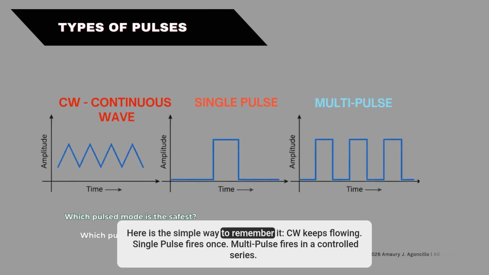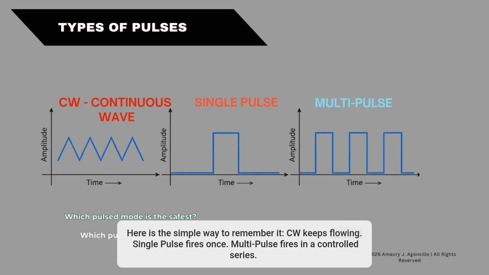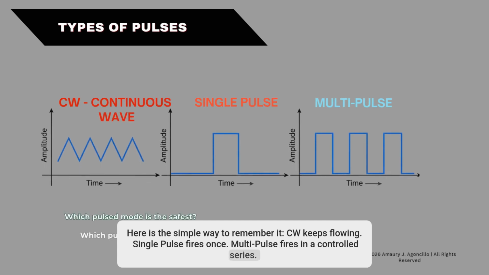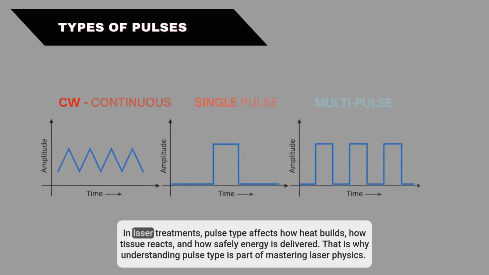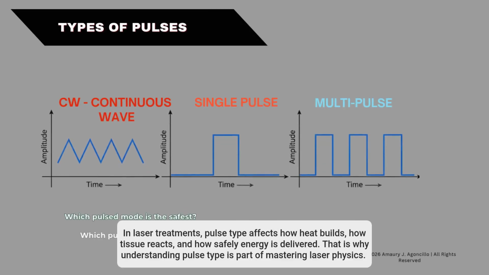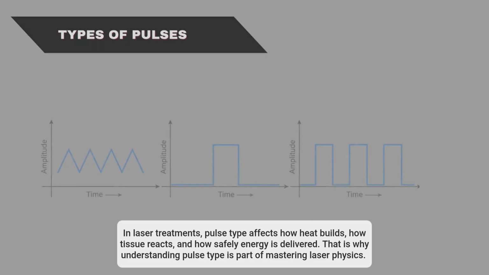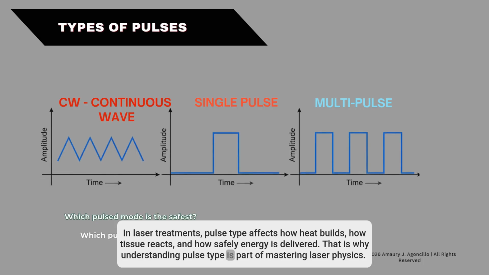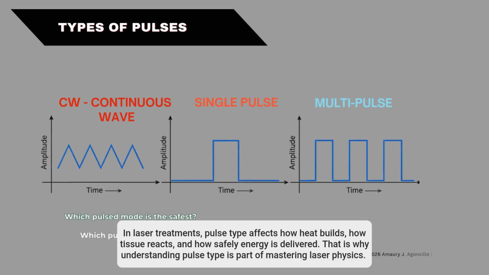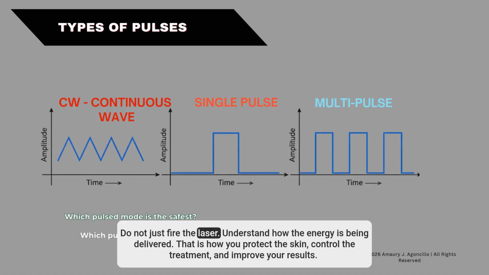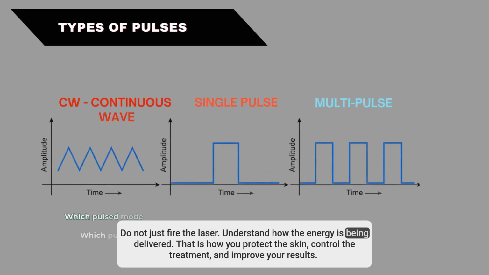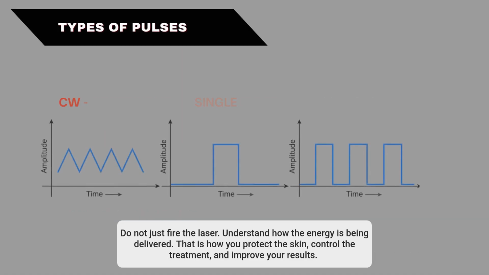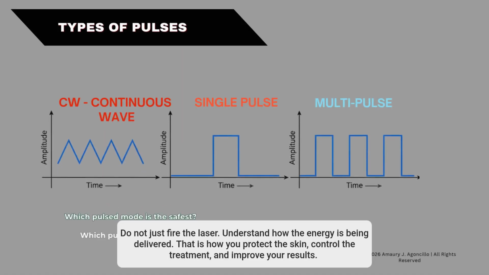Here's the simple way to remember it. CW keeps flowing. Single pulse fires once. Multi-pulse fires in a controlled series. In laser treatments, pulse type affects how heat builds, how tissue reacts, and how safely energy is delivered. That is why understanding pulse type is part of mastering laser physics. Do not just fire the laser, understand how the energy is being delivered. That is how you protect the skin, control the treatment, and improve your results.